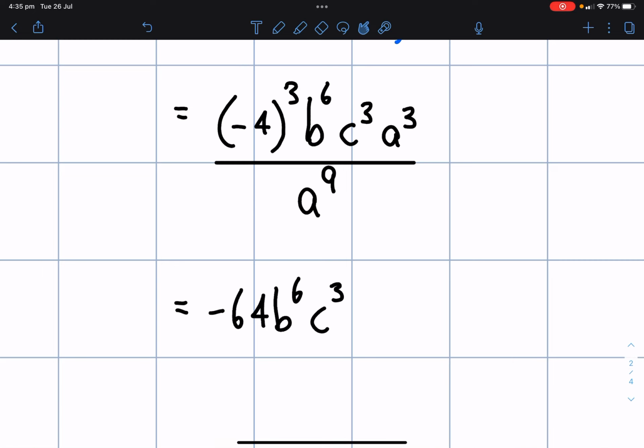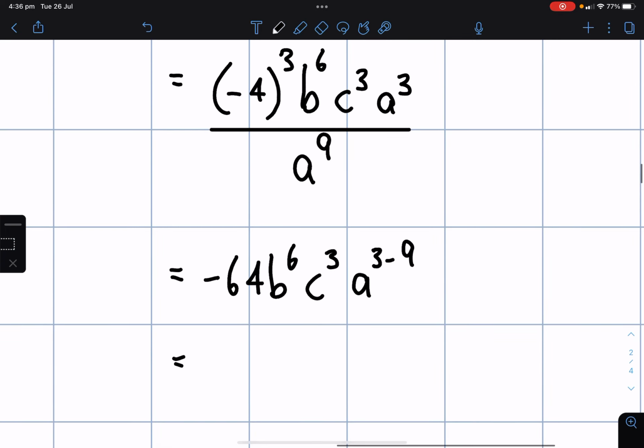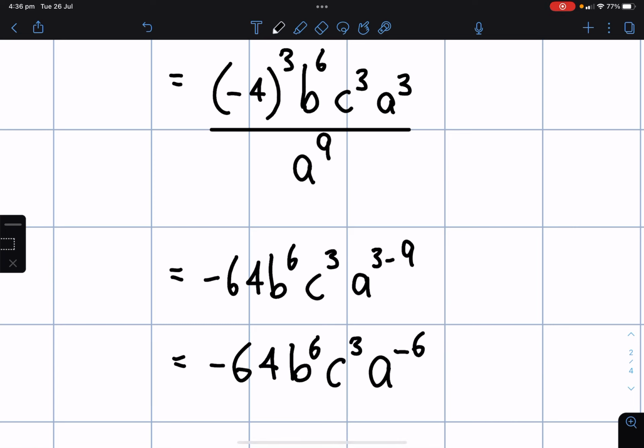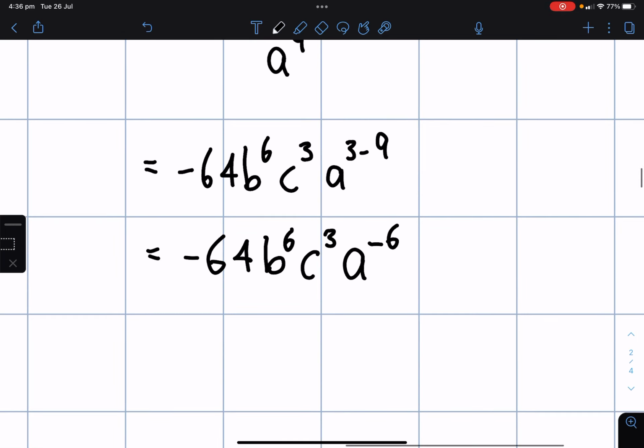And now we've got 2 same bases with a's. So we have to use our subtraction law. So we've actually got a to the 3 minus 6, minus 9, sorry. Getting ahead of myself. Negative 64, b to the power of 6, c to the power of 3, a to the power of negative 6. So 3 take away 9 is negative 6.